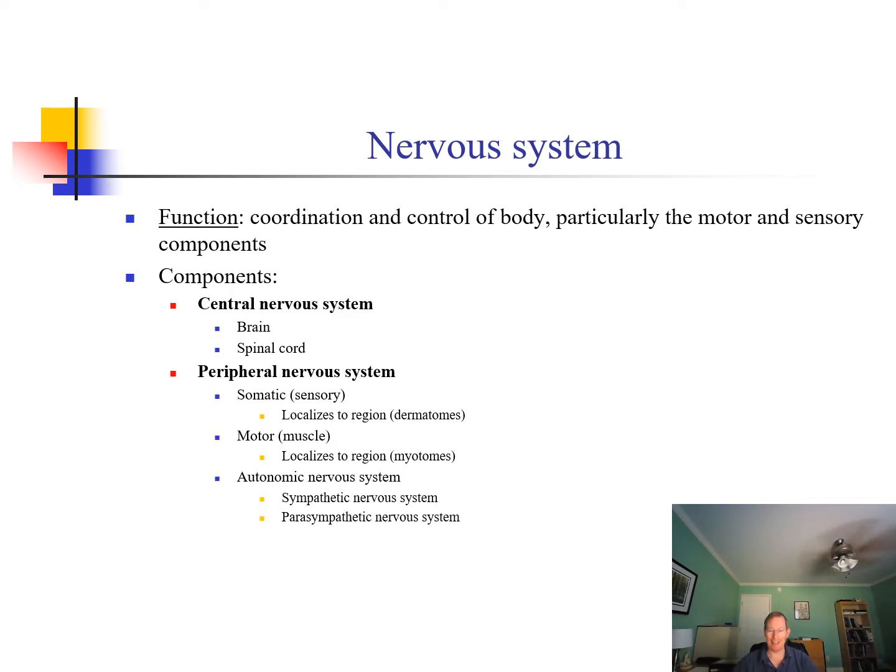It has a sensing part, which is called the somatic, and it localizes to a particular region on the body that we call dermatomes. A motor part, which is for the skeletal muscle, which also localizes to the same kinds of regions, although they're called myotomes. And an automatic part called the autonomic nervous system, which has two components: the sympathetic nervous system, or the fight or flight response, and the parasympathetic nervous system, which is the rest and relaxation.